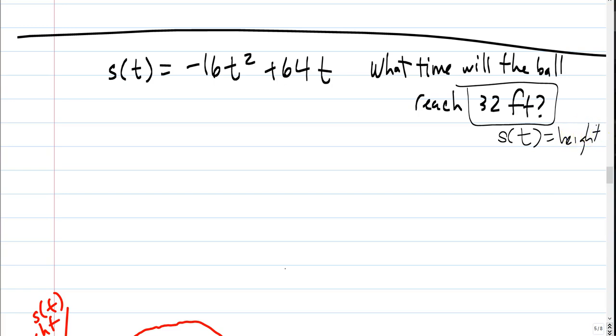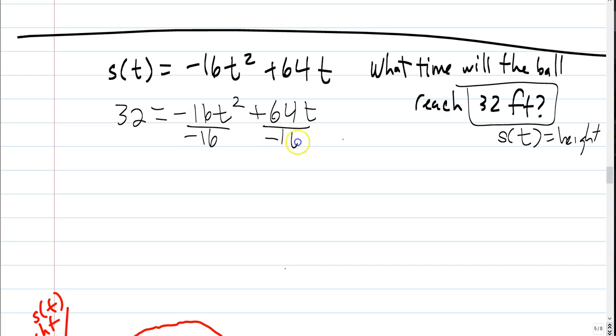So when will it reach 32 feet means I go to that s of t, and all I do is put a 32 in there. I definitely don't like that A is negative. I don't like that it's a 16. If they were really nice, everything here would be divisible by negative 16. Let's check. That's negative 2. That's now a positive t squared. That is a minus 4.